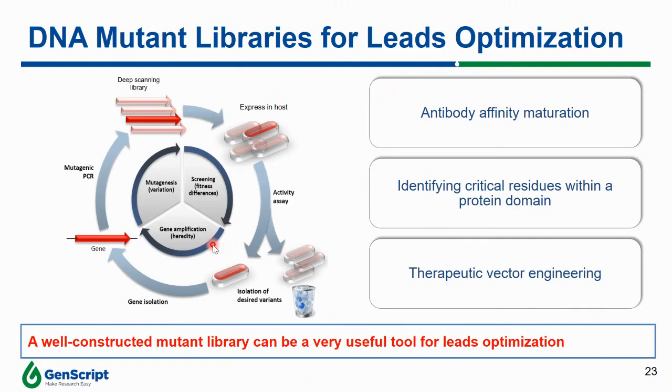Because the optimization process can require multiple rounds of library construction and screening, it is crucial that your library contains all of the sequences that you want to test, and that these sequences are represented in equal amounts, to reduce the overall screening and lead to the optimal sequence quicker. So the question is, how are these libraries constructed?